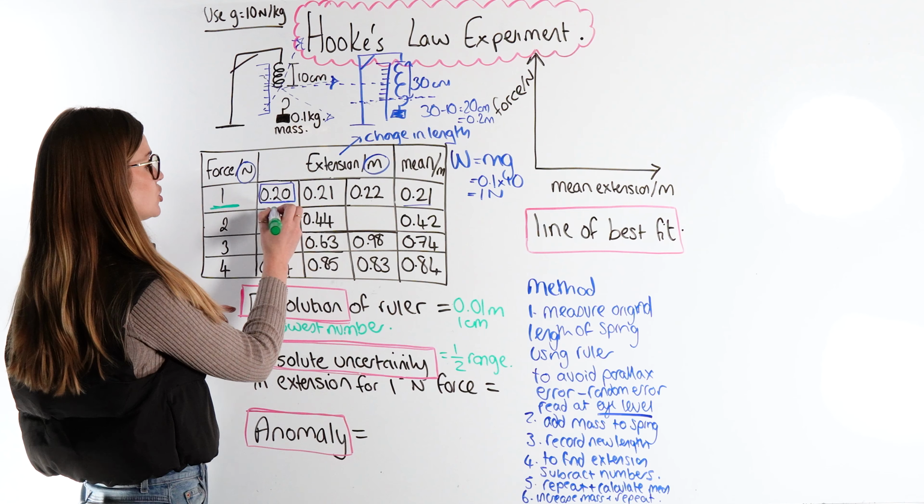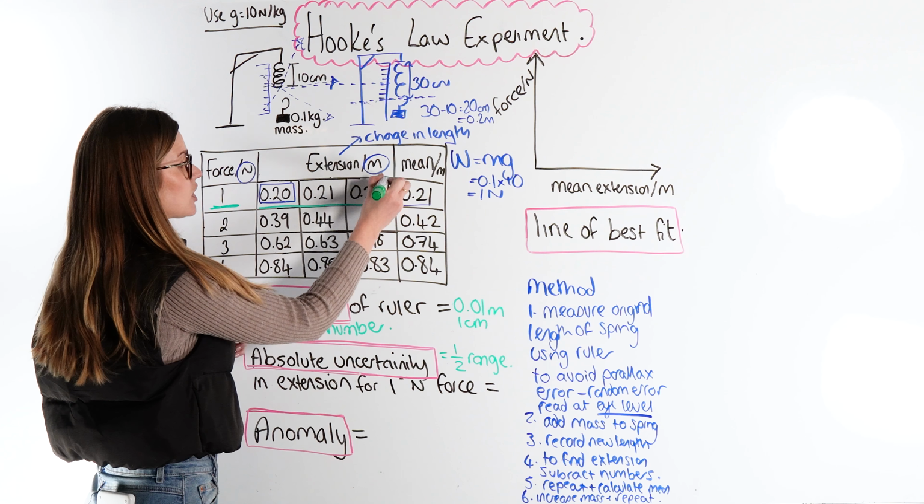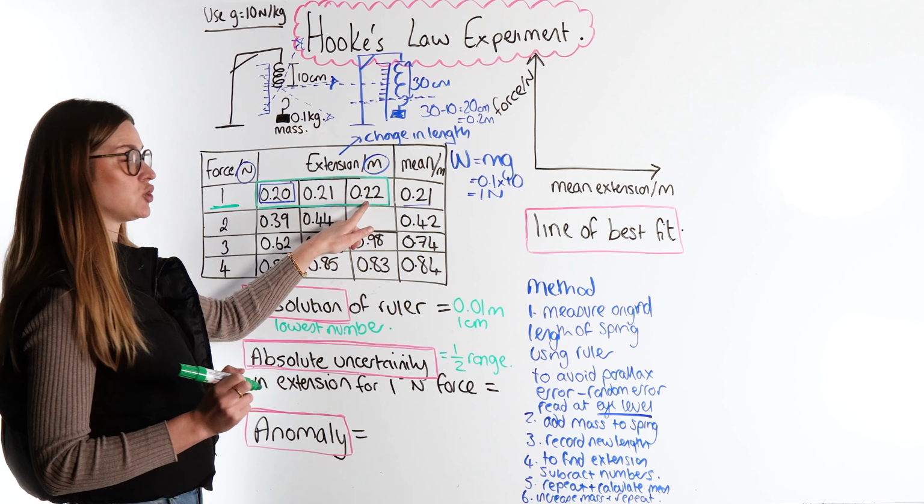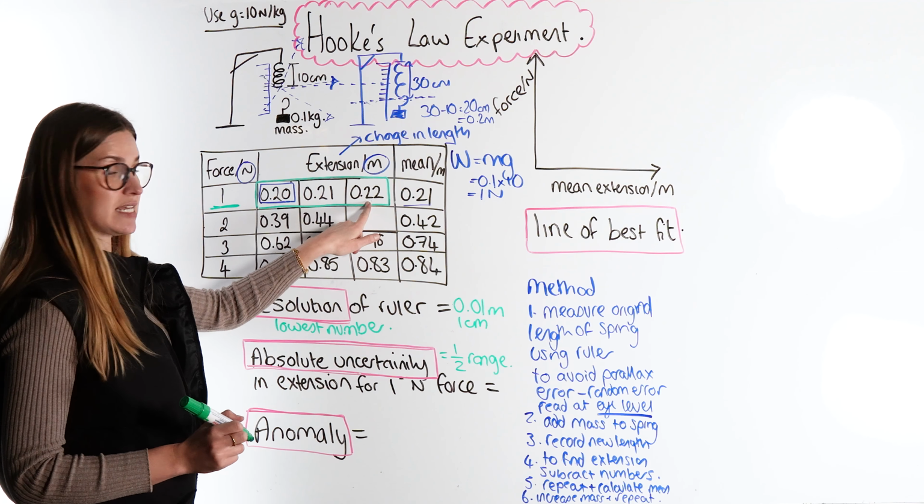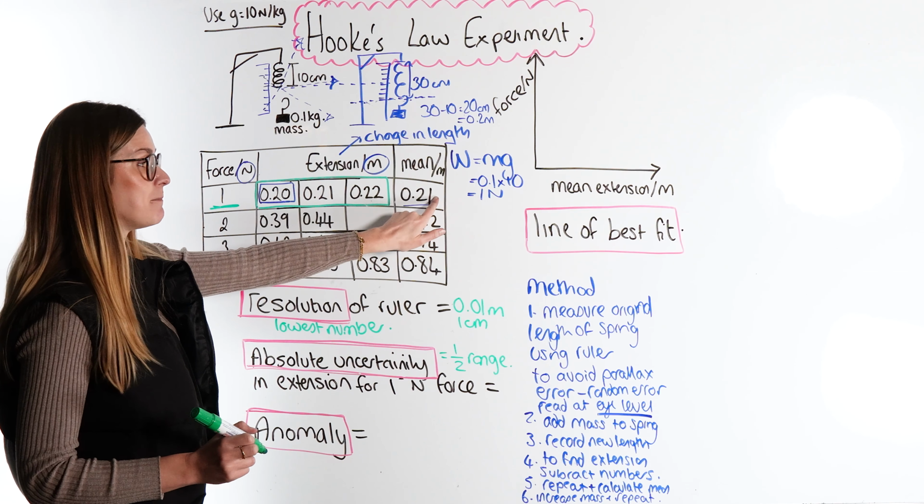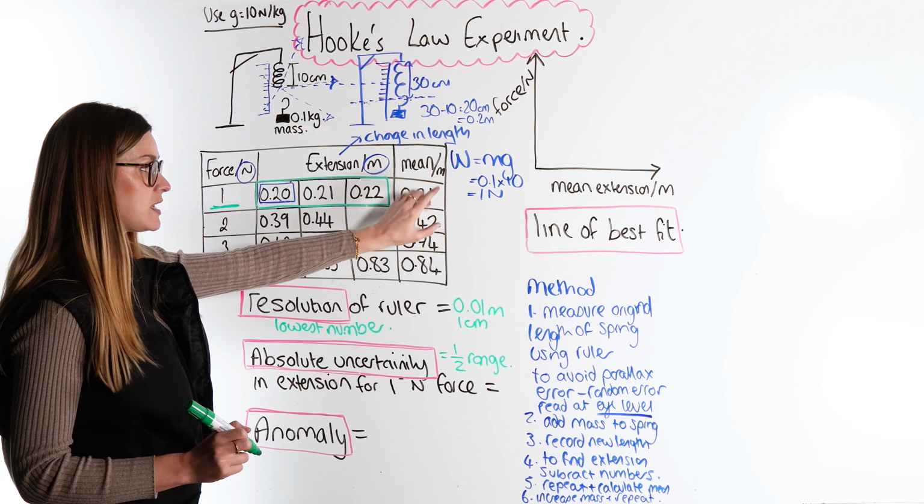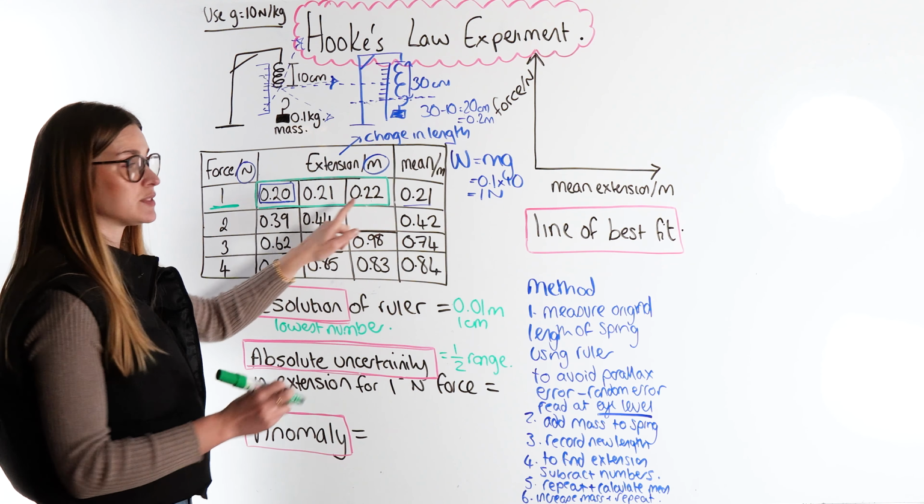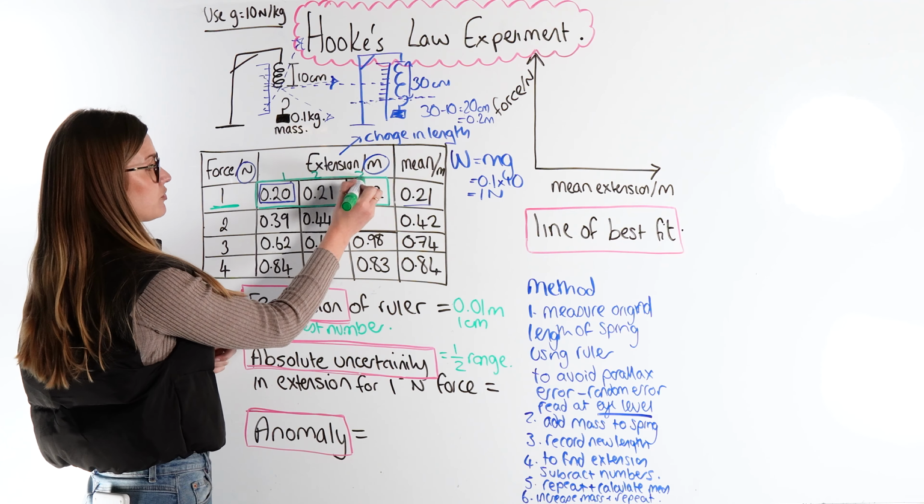So what is the absolute uncertainty in my results? These are my 3 results: 0.20, 0.21, and 0.22. I want to know what the absolute uncertainty is. Now remember, this is not a result, this is the mean. So that's why we don't use the mean, we use the results that we recorded. We recorded these results 3 different times. We repeated the experiment 3 times.